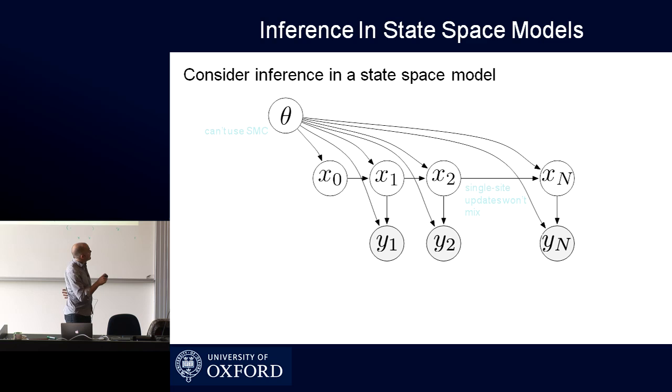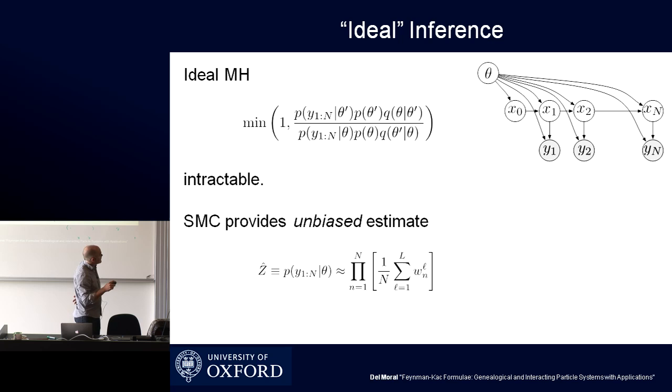The point is, if we want to do inference in such a problem, sequential Monte Carlo works well here. Metropolis-Hastings works well here, but you can't really do sequential Monte Carlo over theta. And single site updates won't work here. Okay, so what you would like to do, if say for instance inference over theta, this fixed parameter, is of interest, is write down an ideal Metropolis-Hastings algorithm which moves in the space of theta by proposing theta prime from some proposal distribution and then evaluating the evidence for the observations, analytically marginalizing out all of the x's.